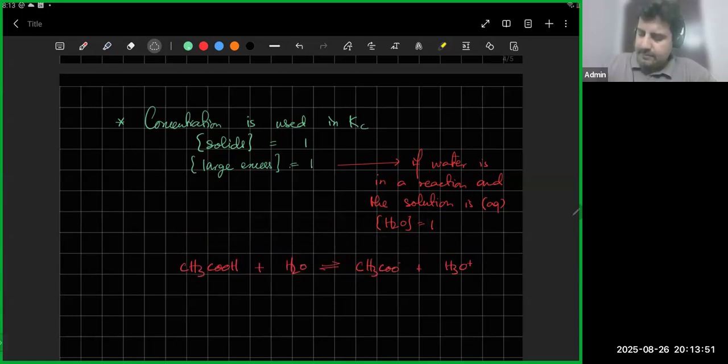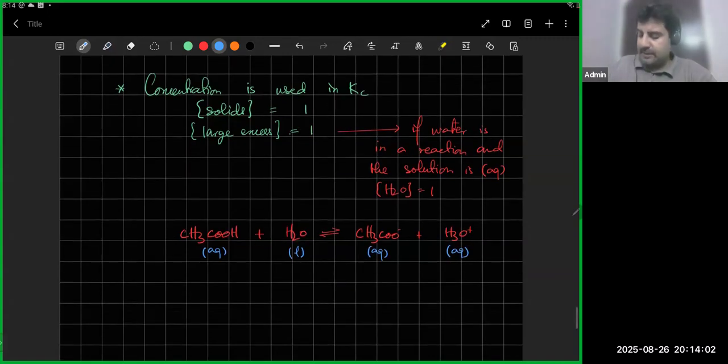Okay, so all of them happen to be aqueous. Water would be written as liquid. This is aqueous and this is aqueous. So in the Kc expression for this particular reaction, you're not going to write water in the expression because everything is aqueous. That means the whole solution is made up of water.